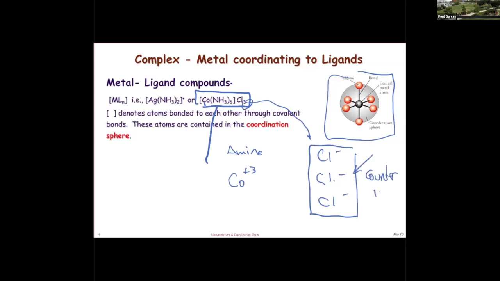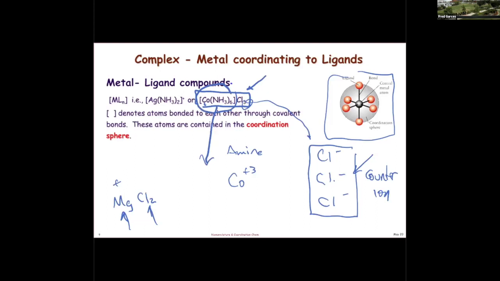Just like if you had a regular salt, let's say we had a magnesium chloride. This would be the positive cation, and this would be the counter ion, so that this whole thing is neutral. Here, that whole thing is neutral. This would be the cation. That would be the positive charge species. And then what's outside the bracket are the counter ions.